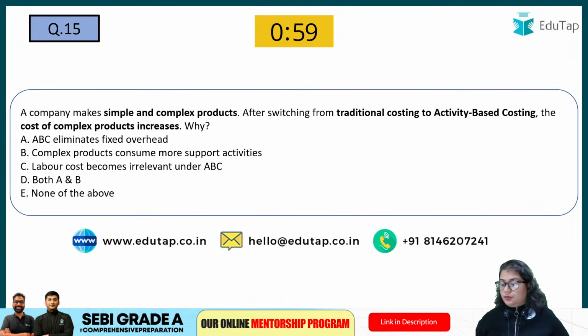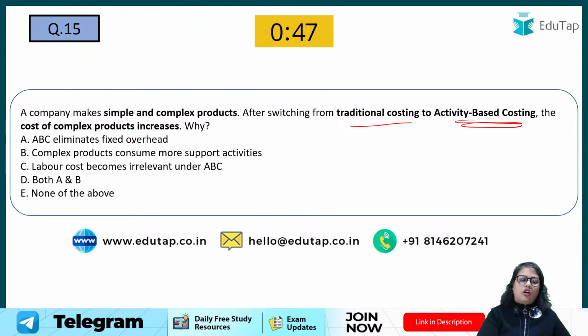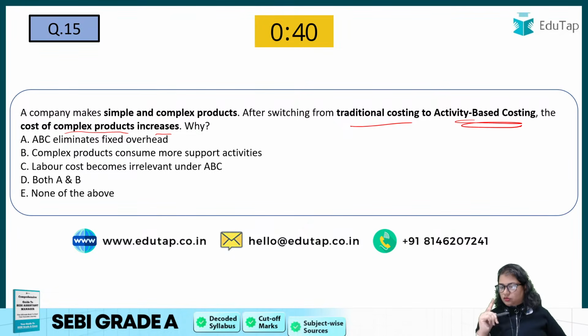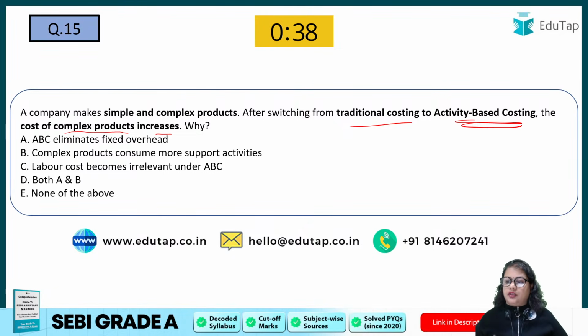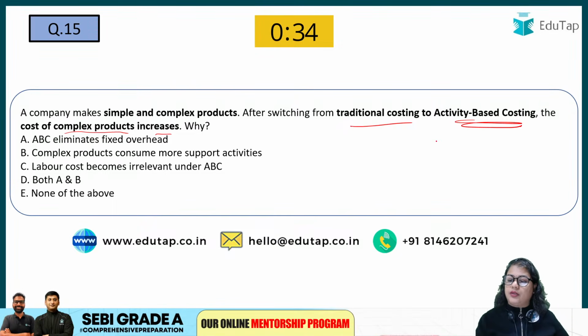Next, question number 15. A company makes simple and complex products. Okay, simple products also and complex products also. After switching from traditional costing to activity-based costing, the cost of complex products increases. So we have shifted from the traditional costing, that is using just one absorption rate, to activity-based costing, where we use multiple cost drivers for multiple activities.